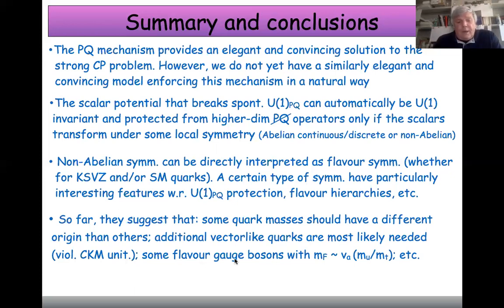It involves some flavor gauge bosons with not too large mass, because we have order parameters that should give mass to the top and to the up. So if we take V_A as the scale of breaking, which is maybe 10 to the 8 GeV, there should be masses which are suppressed as m_up over m_top. This brings you in the range between 10 and 100 TeV. So we expect flavor gauge bosons in that range.